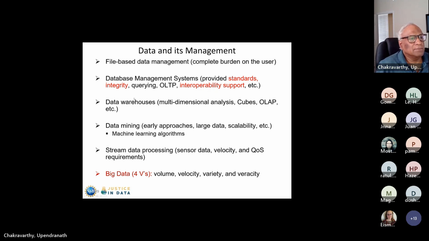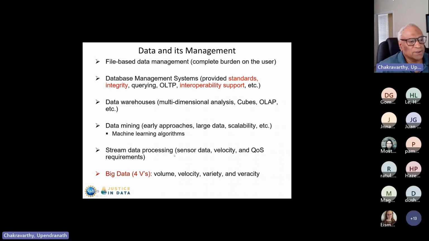Then came what we call database management systems. And it provided a bunch of improvements. Again, we'll see a little bit in this module and a little bit later. Provide standards, integrity, querying capability, interoperability, etc. Again, this sort of fell short in many other ways. So data warehouses were developed, which did multidimensional analysis and other kinds of things that could not be done by a traditional DBMS. Then there was data mining, early approaches, large data scalability, machine learning algorithms.